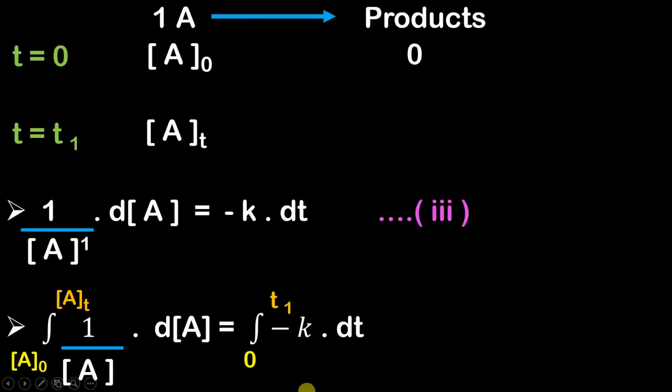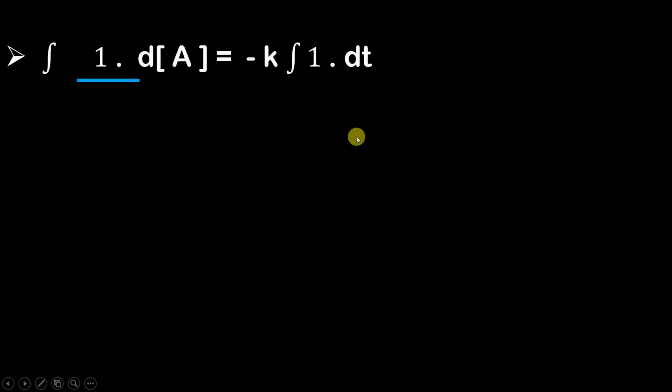Now, further on simplifying this equation, if you observe this minus k, this k is nothing but a rate constant. So it is a constant value. So let us take this minus k outside of this integral. Okay, so taking this minus k outside of the integral, this is what you are left with. Now, the limits are going to remain as it is.